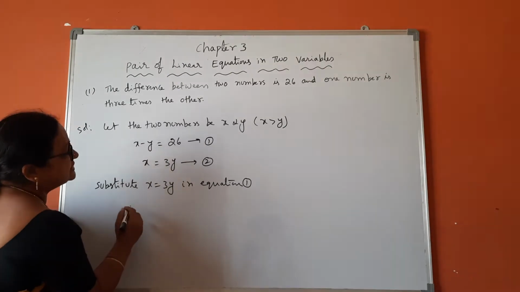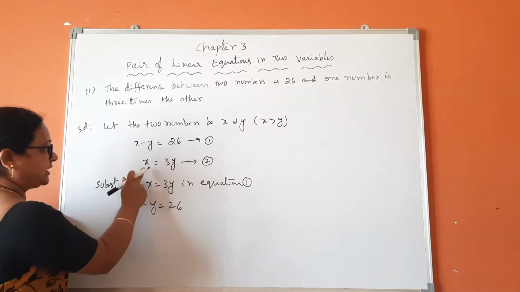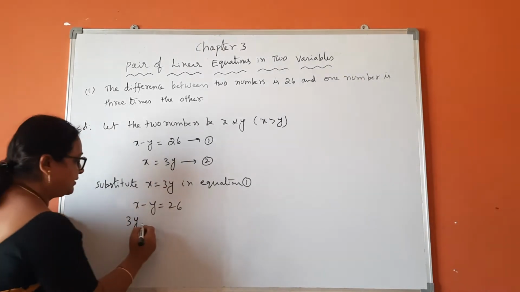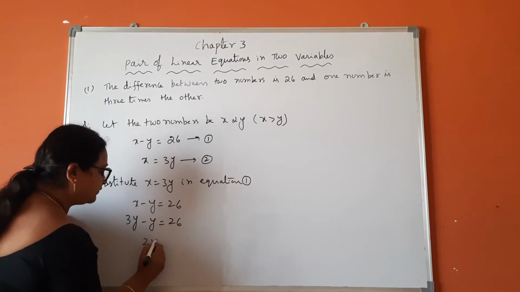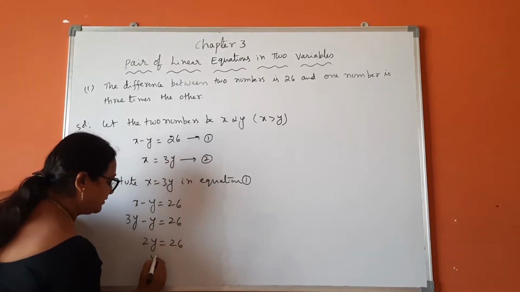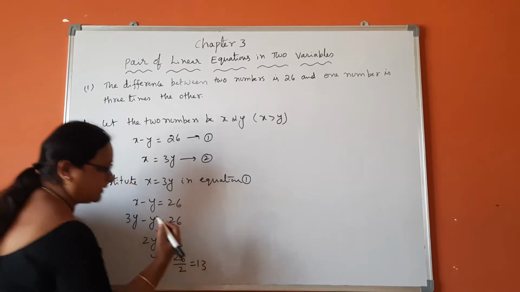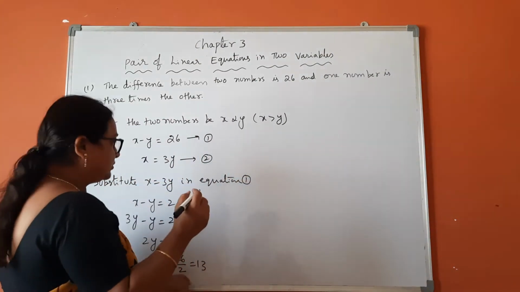So what is the first equation? x minus y is equal to 26. x is equal to 3y. So in place of x we will write 3y minus y is equal to 26. 3y minus y, 2y is equal to 26. y is equal to 26 divided by 2, that is 13. So y is equal to 13.